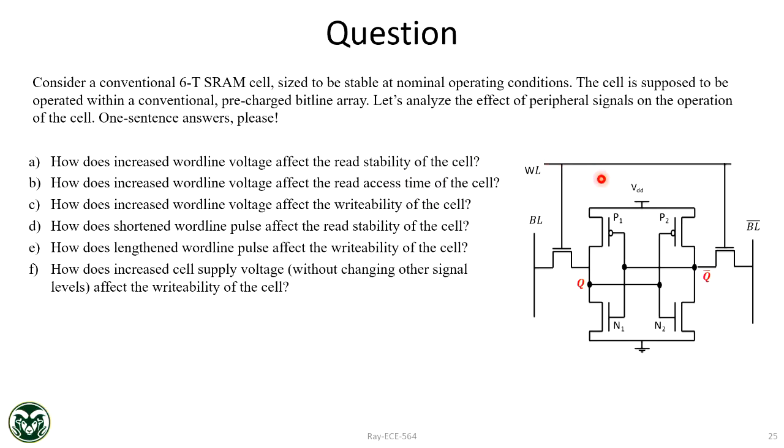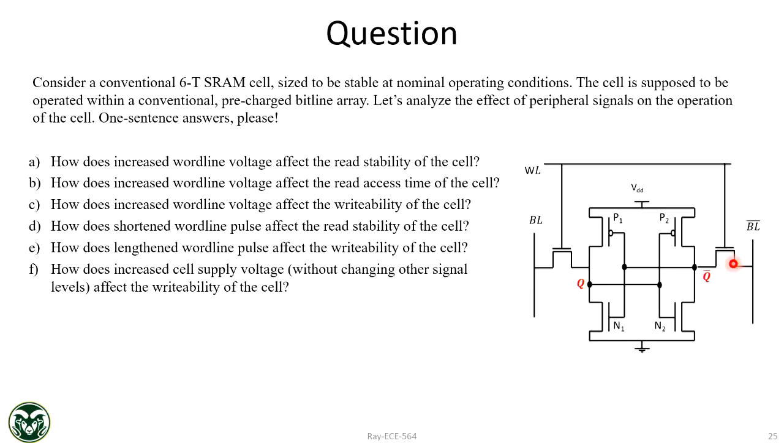Read stability will increase. Oh no, sorry, it will decrease, because you are making this transistor strong, right? Overdrive is the main important thing for transistor current. The current I is mu C ox W by L V overdrive squared. And what is overdrive voltage? V overdrive is VDD minus threshold voltage, in a simple sense.